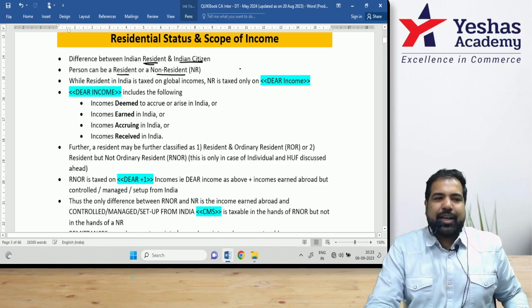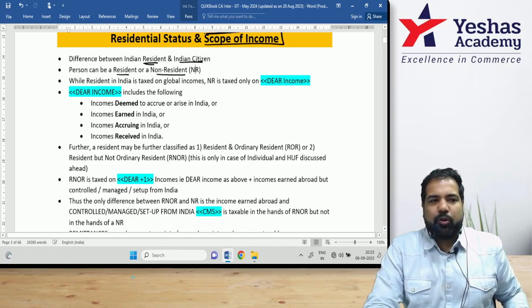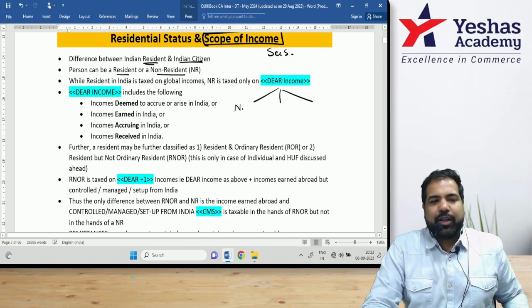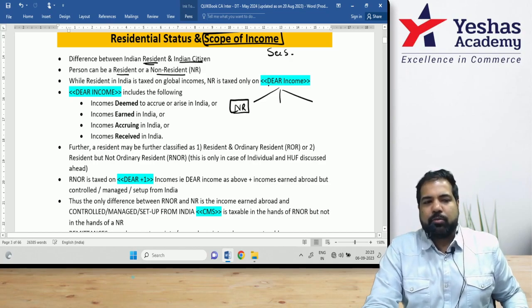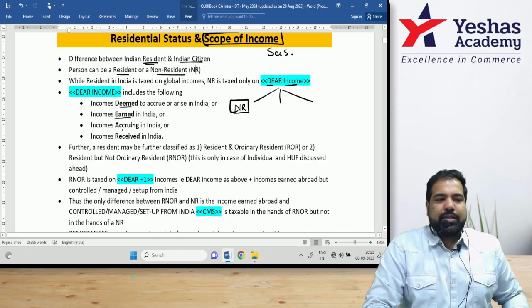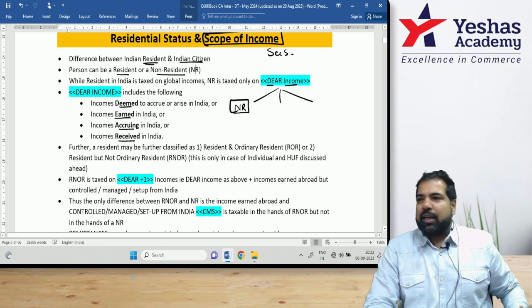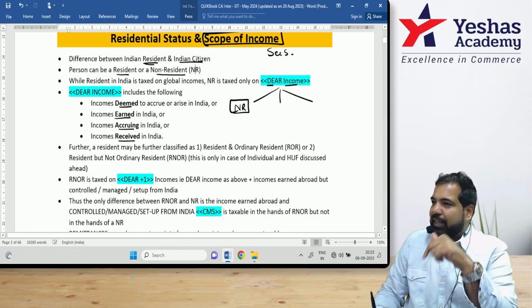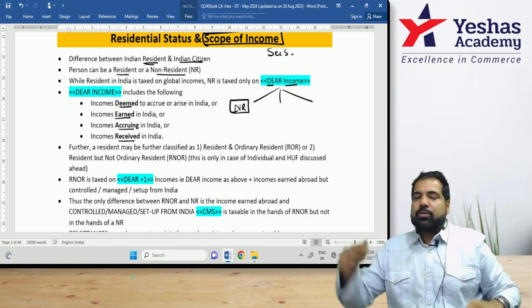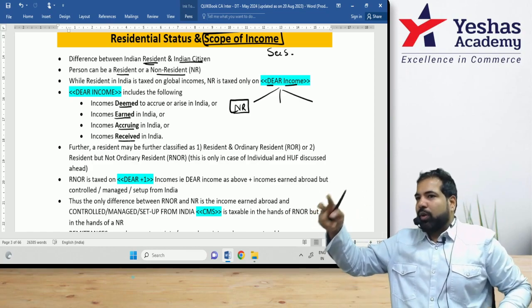But if you're a resident, guys, they are first discussing which scope of income, which section? Section 5. Guys, there are three kinds of people. If you are a non-resident, you are very happy because you're only taxed on which income? DEA income. What is D? Deemed. What is E? Earned. What is A? Accruing. On what is R? Received where, guys? In India. That means you're a non-resident. We won't bother you except when you receive it, earn it, accrue it, or it is deemed in India.